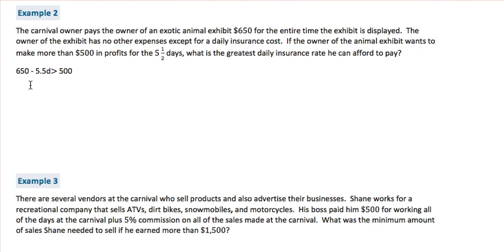Now, that being the case, to solve this, we're going to start off, we would have negative 5.5 times D will be greater than 500 minus 650, which is negative 150. And while those negatives may be rather confusing, remember that now we're going to divide by negative 5.5. That's going to give us D.